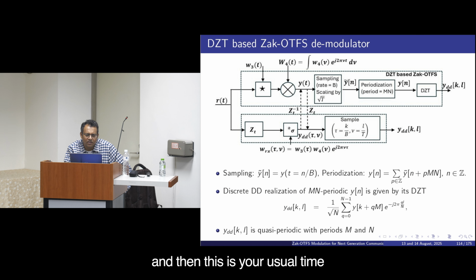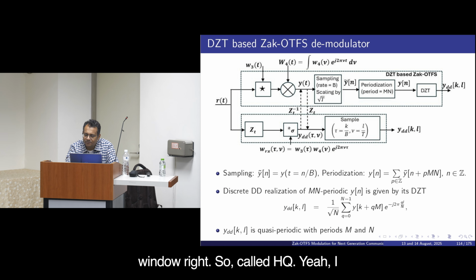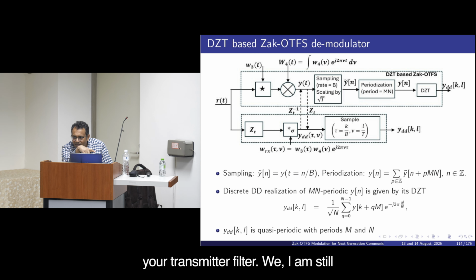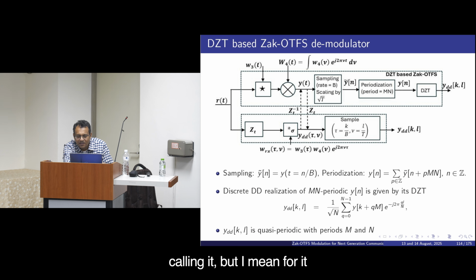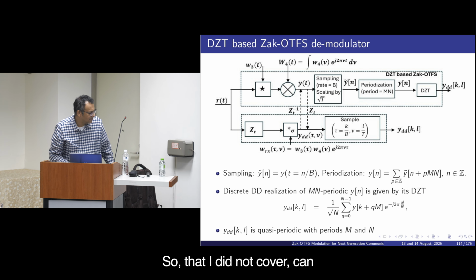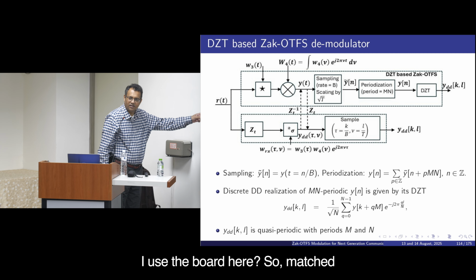And then this is your usual time window, right. I am still calling it matched, but it is not exactly matched to your transmitter filter. For it to be matched, you cannot choose W3 and W4 freely. The receiver filters will depend on what the transmitter filters are. That I did not cover. Can I use the board here? Okay.